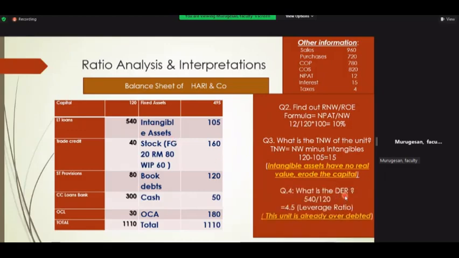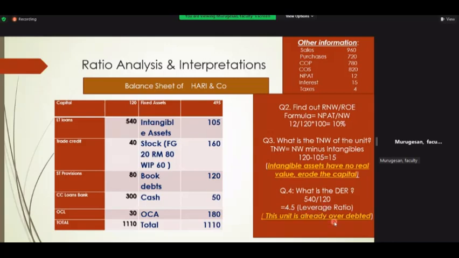What is the debt equity ratio? This is our popular ratio. Debt equity ratio is 540 divided by 120. 120 is the capital. Right now we don't worry because intangible assets can be there. Only when they specifically mention tangible net worth, then you minus it. Like loss, this need not be immediately adjusted. But as a banker, be aware of this. So the ratio is 4.5.